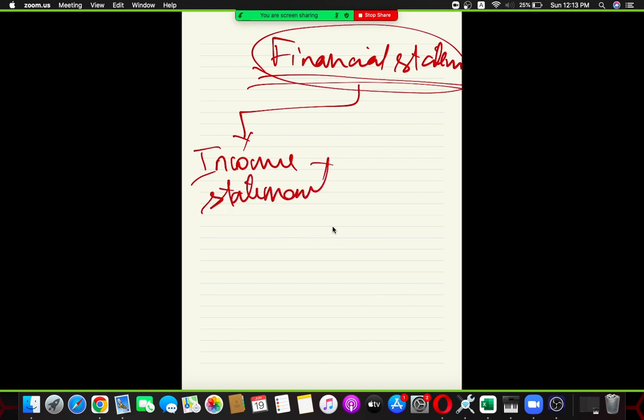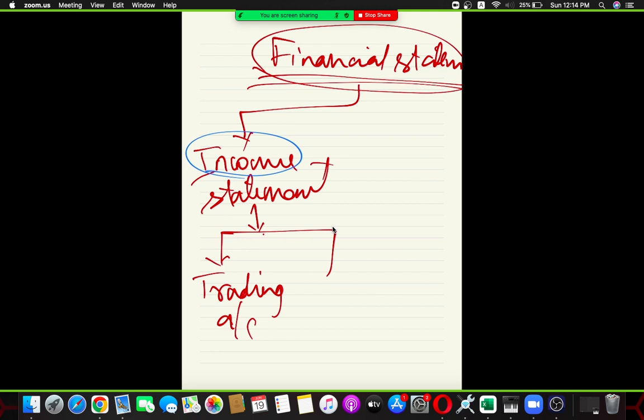In this income statement, the name itself is specifying something, right? Income. You can consider this income statement to be what? Trading account. People, listen to me very carefully. Income statement has trading account and profit and loss account. Trading account and profit and loss account come under the income statement.